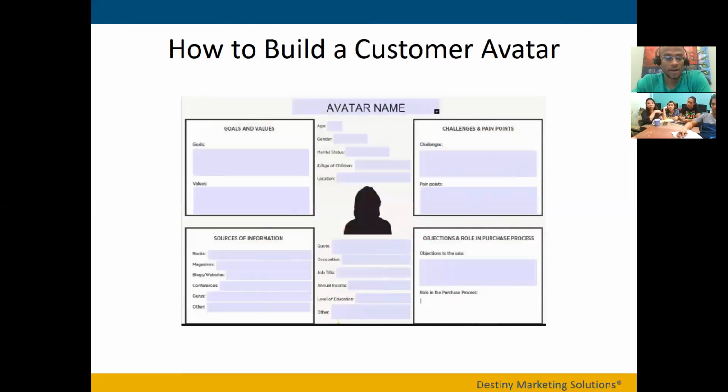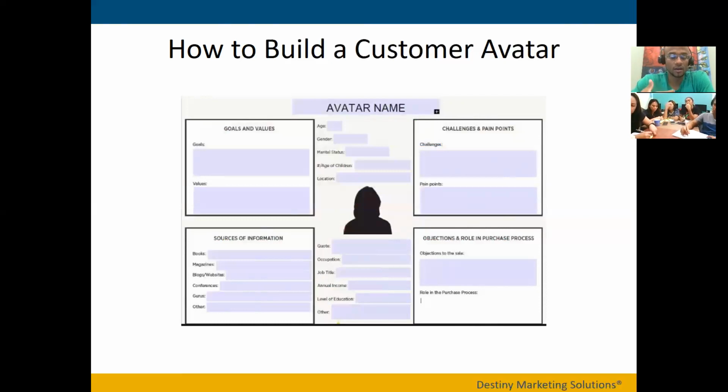So what are their goals and values? You want to make sure you understand their goals and values. Simply, they want to become a better singer. They want to become famous. They want to really be able to impact the world with their singing ability.